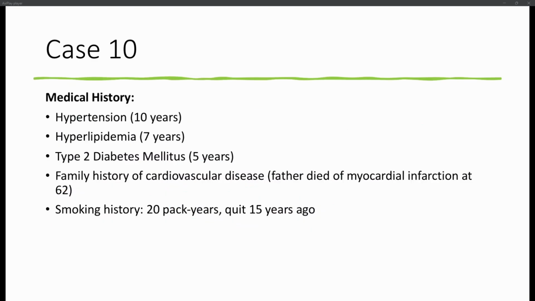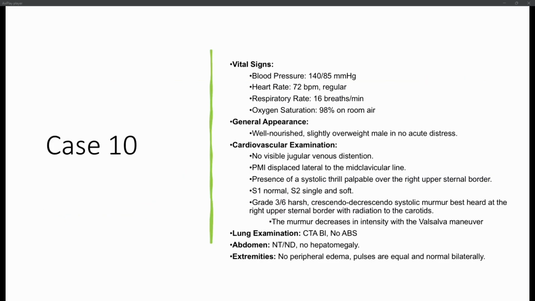So medical history, this patient has long-term hypertension, hyperlipidemia, type 2 diabetes, family history, and smoking history. So he's got a lot of risk factors for heart disease, right? Okay, let's keep doing this case. Vital signs, blood pressure, 140 over 85. Is that controlled, not controlled? Not well controlled. If he's got high blood pressure for 10 years, he should be on medication. That pressure should be lower than that.